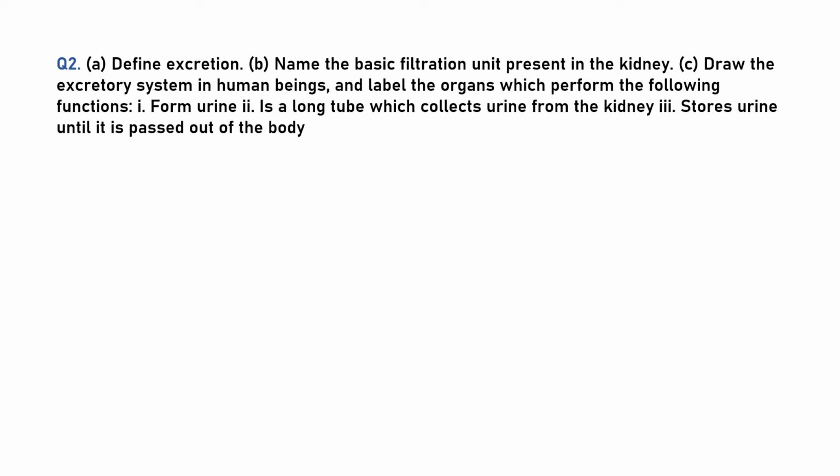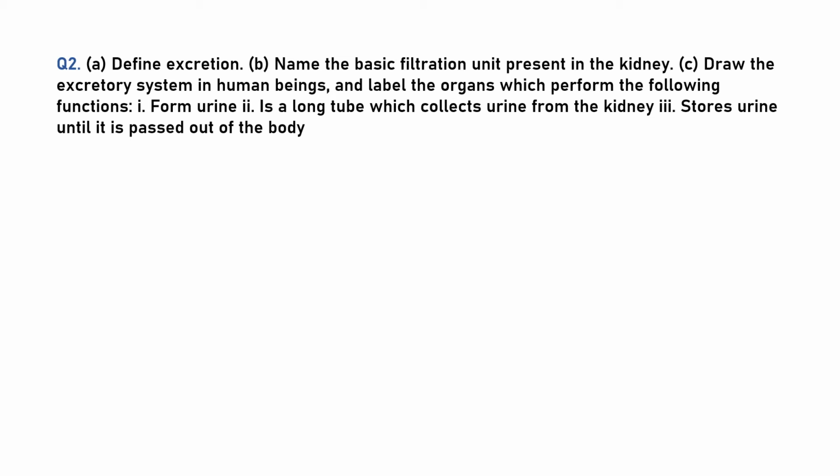Then, name the basic filtration unit present in the kidney. Now, what is the answer for this? Nephron, right? Don't get confused between neuron and nephron. Students usually get confused between neuron and nephron. So nephron is the basic filtration unit present in the kidney. There are millions and millions of nephrons in your kidneys, and these nephrons collect urine in a small drop, and that urine you urinate when you feel like to urinate.